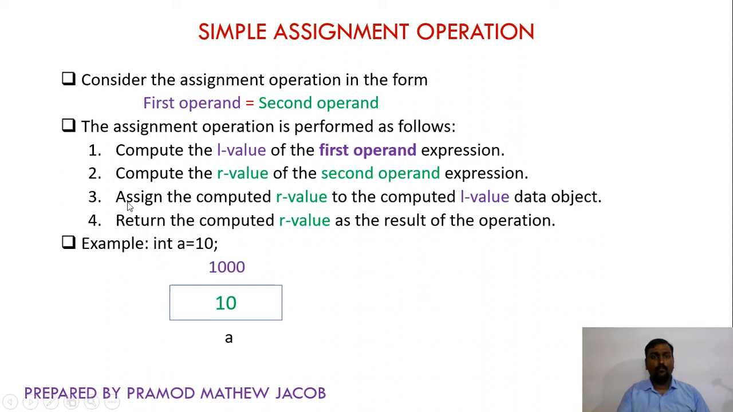Next, assign the computed R value to the computed L value data object. Computed L value is 1000. So assign the computed R value, that is 10, to the location 1000. So 10 is stored in location 1000. Return the computed R value as the result of the operation. So this 10 is returned to the program.